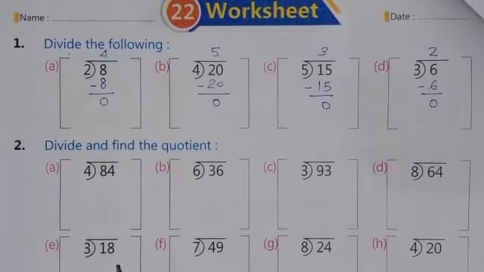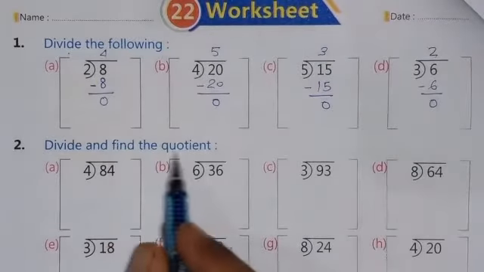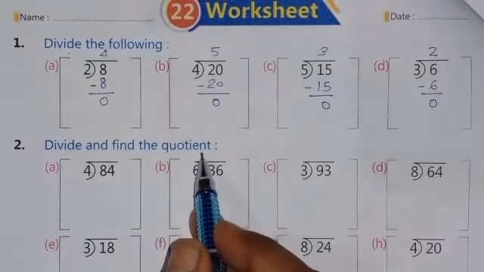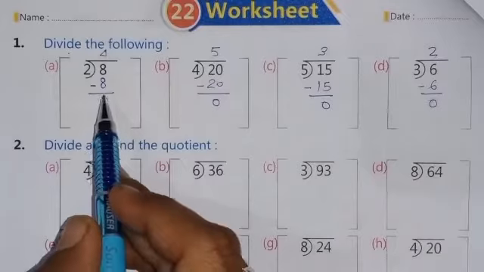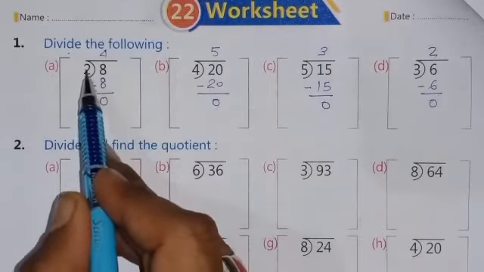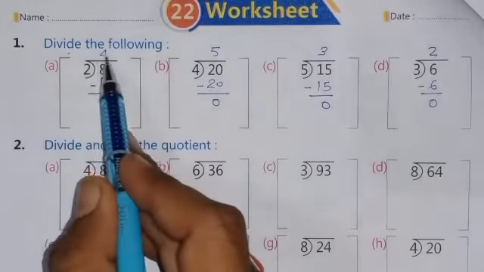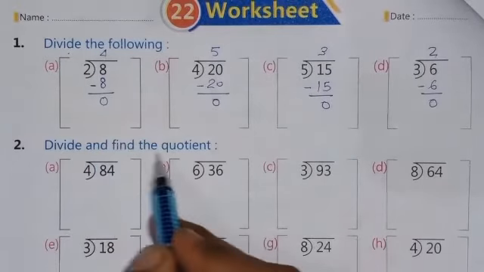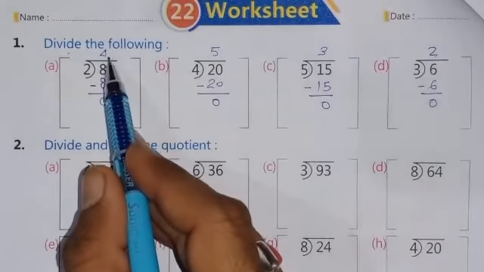See the next question, number 2nd. Divide and find the quotient. We have to divide and find the quotient. So here in this question, this one is called the dividend, this is the divisor, this one is the quotient, and this is the remainder. So we have to find the quotient. It means this value will be our answer.